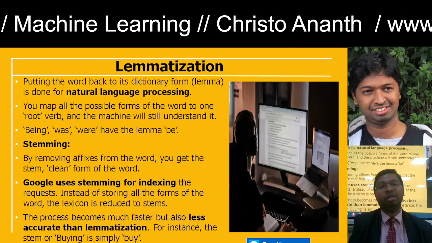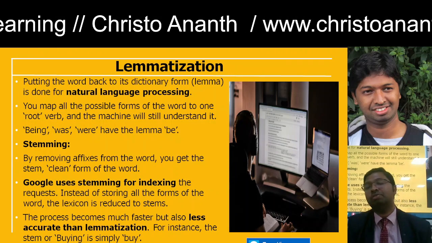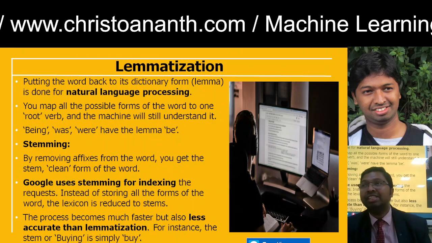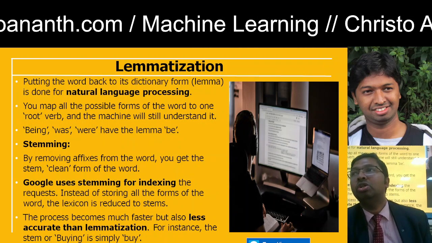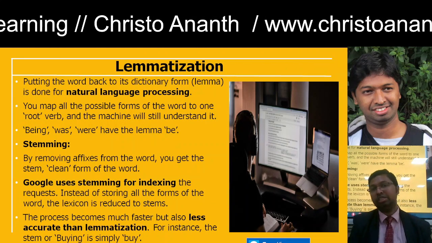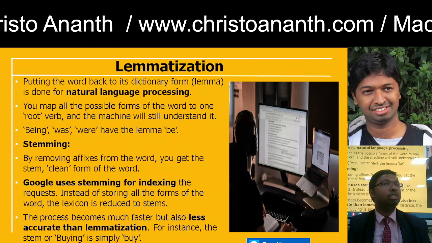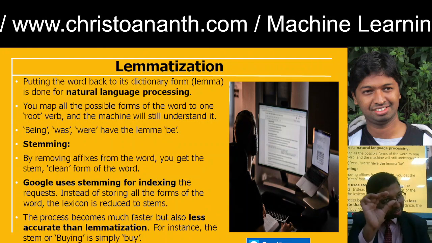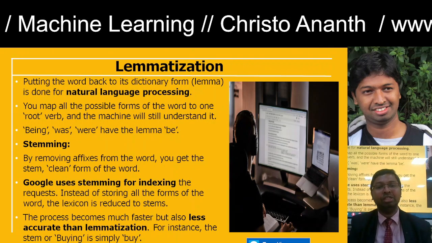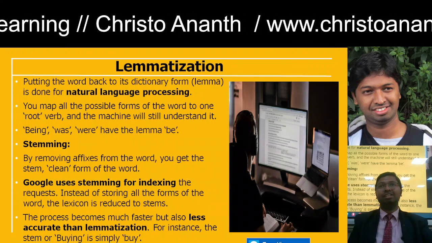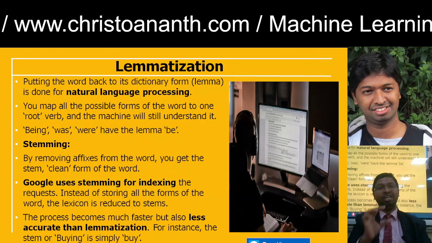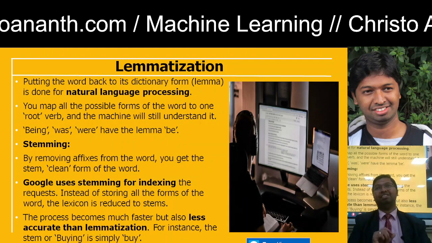And then stemming. So maybe you can remove the affixes from the word. For example, the stem, the clean form of the word. You have to get the original or maybe root of the word. Google uses stemming for indexing the request. So instead of storing all the forms of a word, the lexicon is going to reduce to stems, meaningful words from that exact word. So the process is much faster. For example, from buying you take buy. Buy is actually the stem of buying.